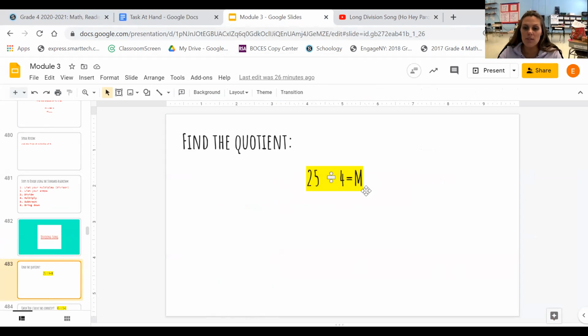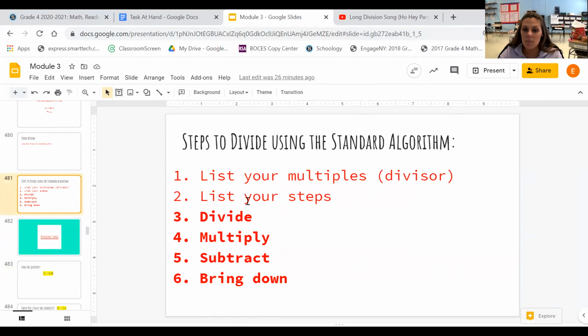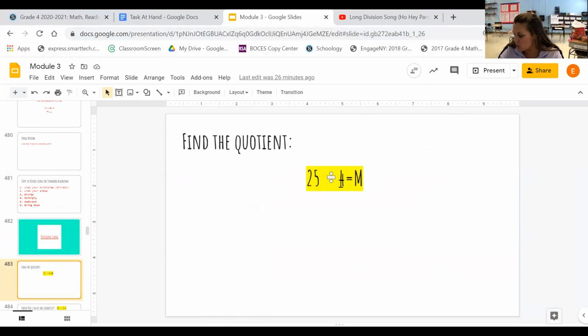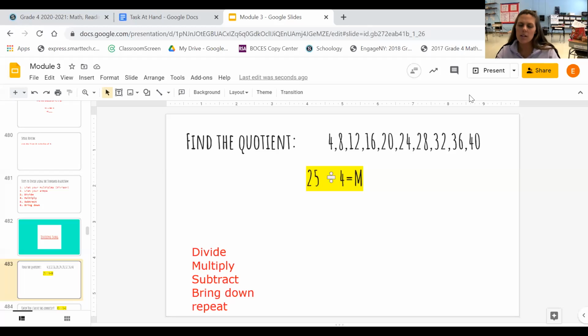Let's start with 25 divided by 4 and our variable m. Like it says in our steps, we're going to list our multiples first of the divisor. So we're going to look at that divisor, which is 4, and we're going to list our multiples. I want you to pause your video and try that for me. Okay, so what you've done is you've listed your multiples, the first 10 for the number 4, then you listed your steps. Now we're going to go through and we're going to solve.